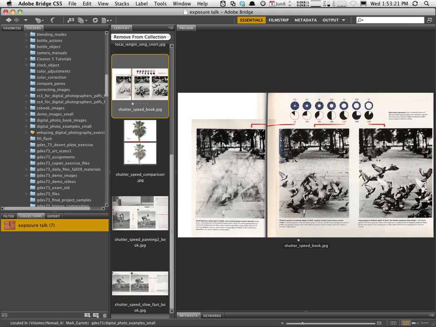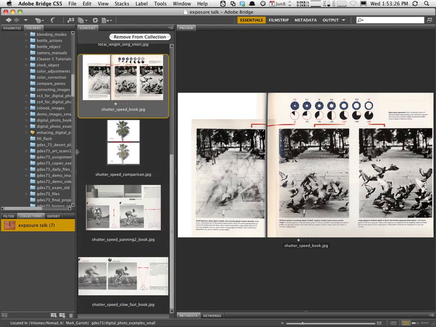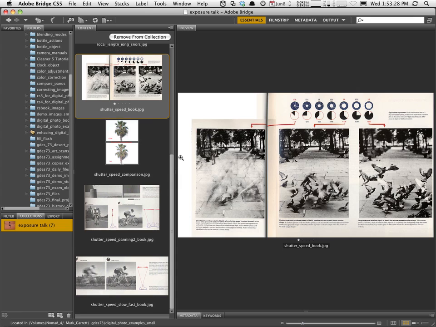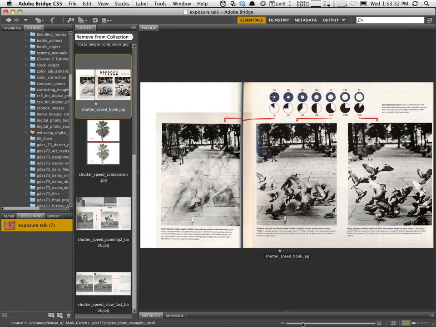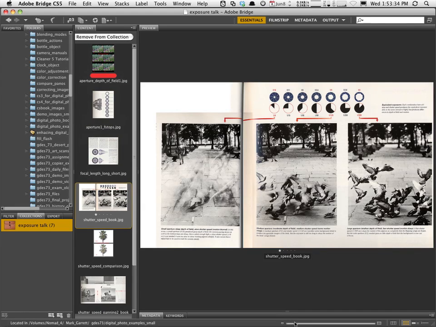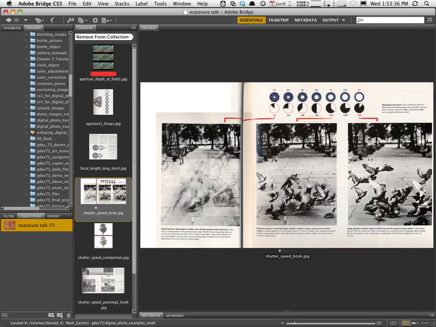Here's another example which we'll come back to. This image on the left is a slower shutter speed. This image on the right is a faster shutter speed. This one's in the middle. So you see the faster one freezes the action. With the slower one, they become almost invisible because they've moved so much during that exposure.